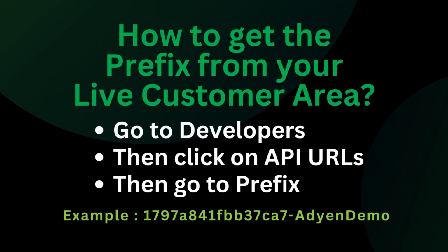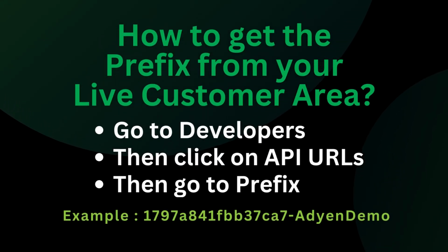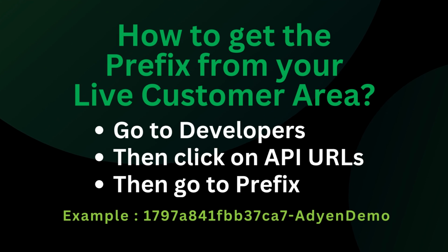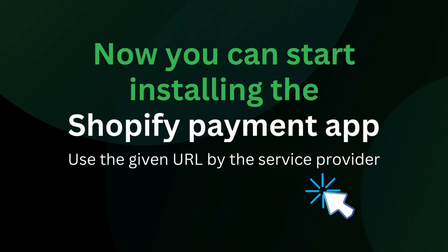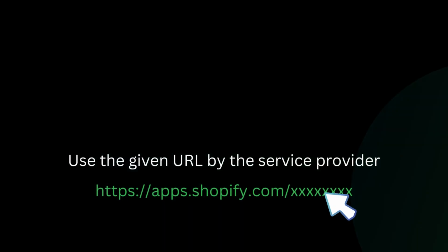How to get the prefix from your live customer area? Go to Developers. Then click on API URLs. Then go to Prefix. Now you can start installing the Shopify payment app.